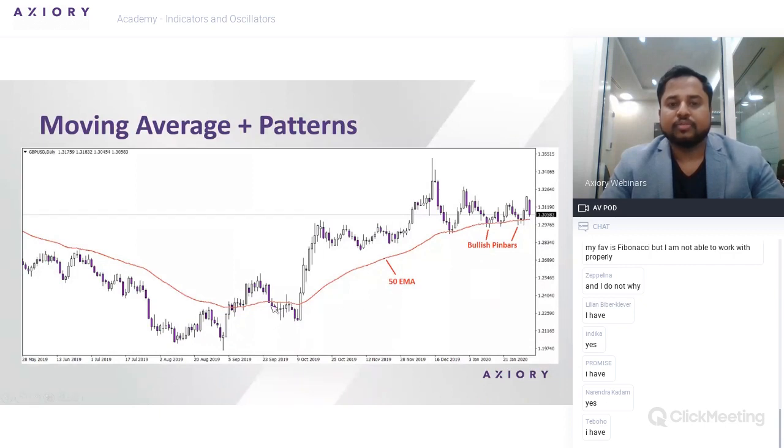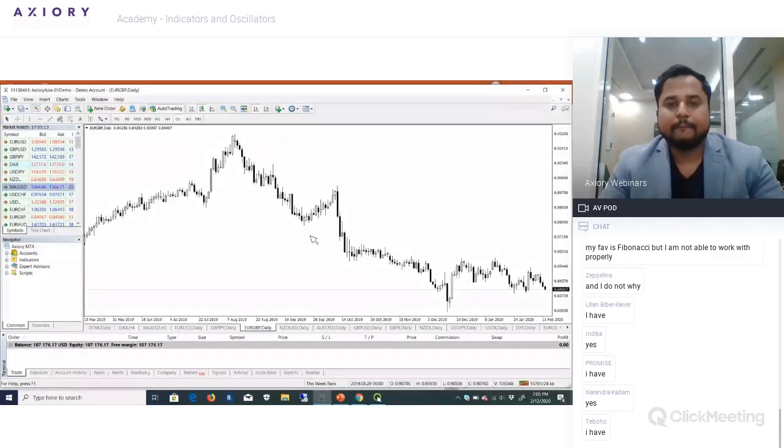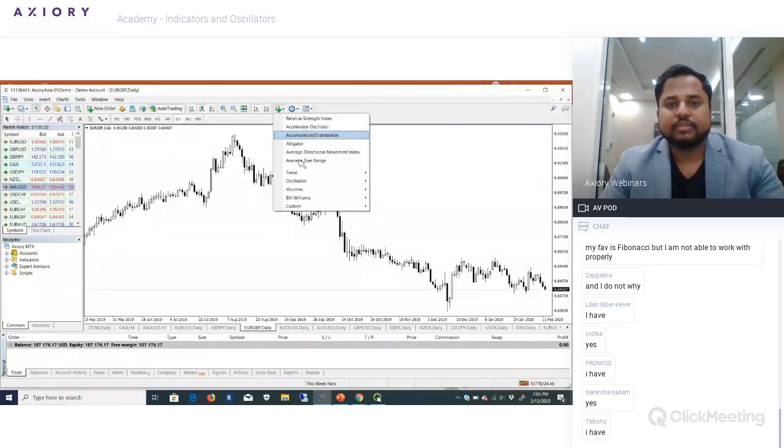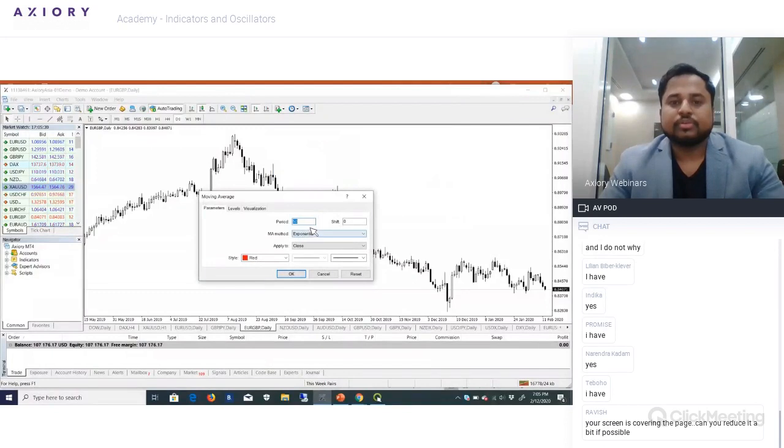This is the moving average. How can you take it? You can go to the MT4 and see a plus symbol, the indicators list. Click here, go to Trend, and click Moving Average. We can use a 50 moving average for now. Just type 50, set the MA method to exponential, and apply to close. Give whatever color you want.